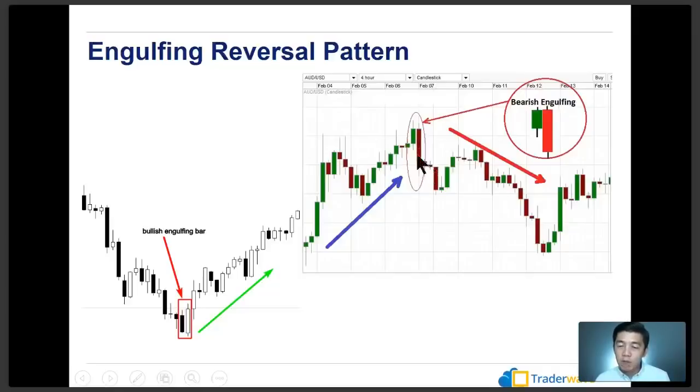And that's when you have a confirmation, and that's when you get into a trade and start to initiate a short trade on this particular chart over here. Okay, and that's how an engulfing reversal pattern looks on the real chart.